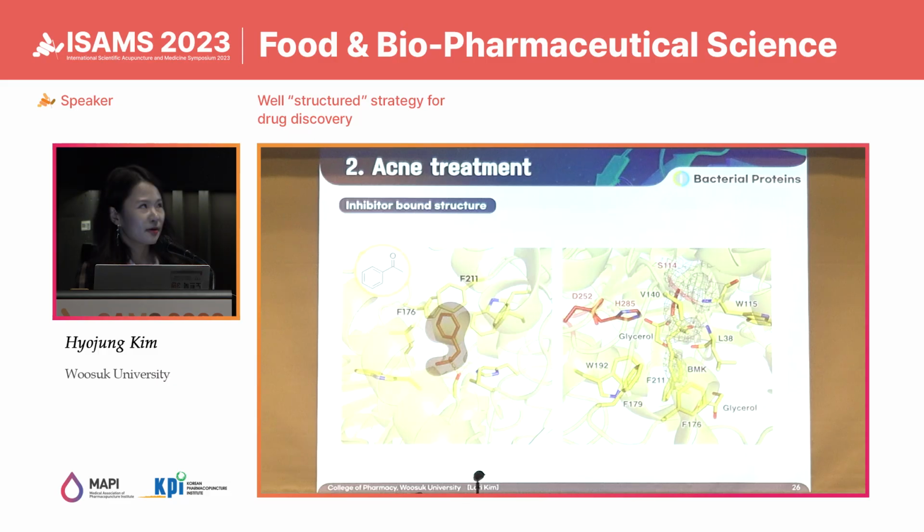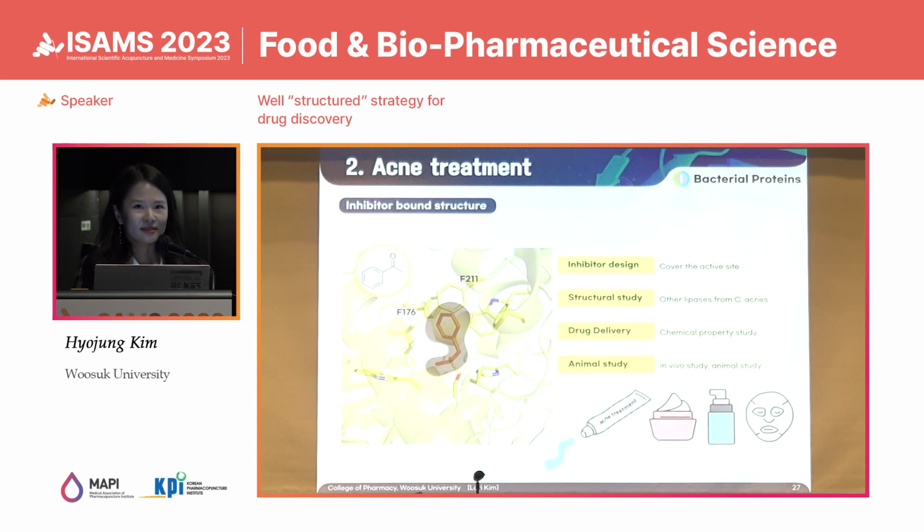I could see my inhibitor is bound to the active site, and that perfectly blocked the lipase function. So my next step is to expand this structure so that it can fit better into the active site, and then find a good delivery system and study the animal test to develop this agent as a real acne treating agent.